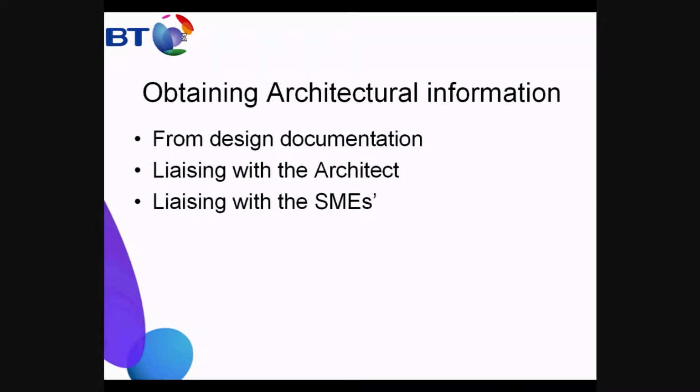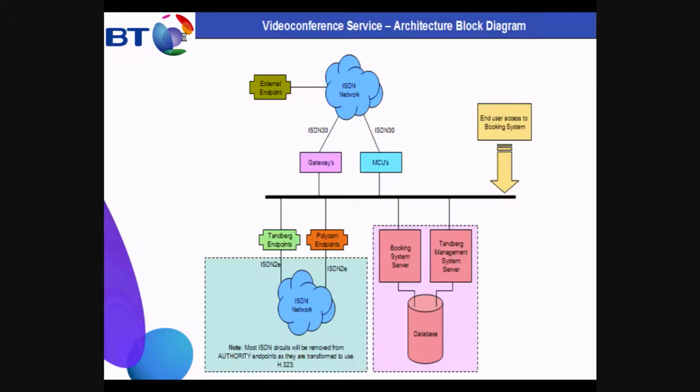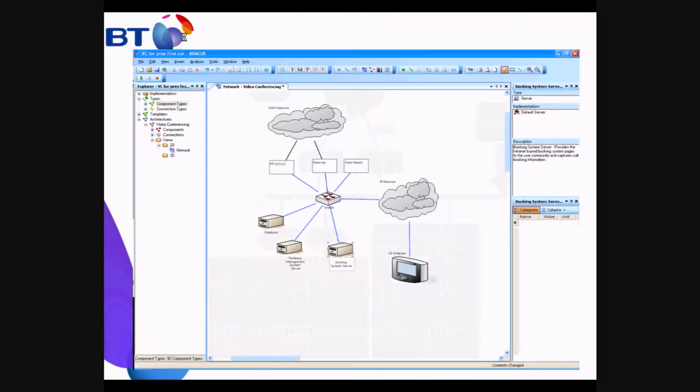Obtaining architectural information from the initial outset, we had to get the design documentation. We also had to liaise with the architects and the subject matter experts. This picture here is an extract from an architectural Word document which gives an overview of the solution. I've gone through that and I've actually put it into Abacus now.